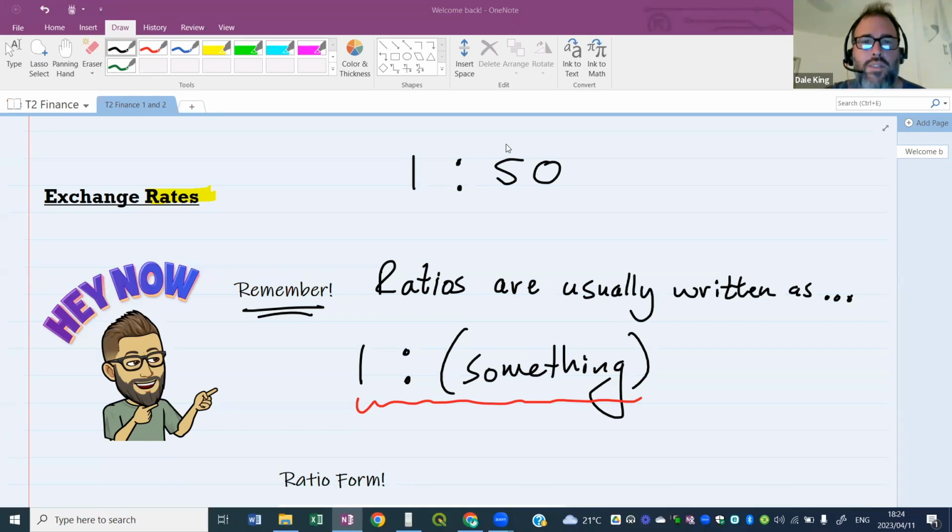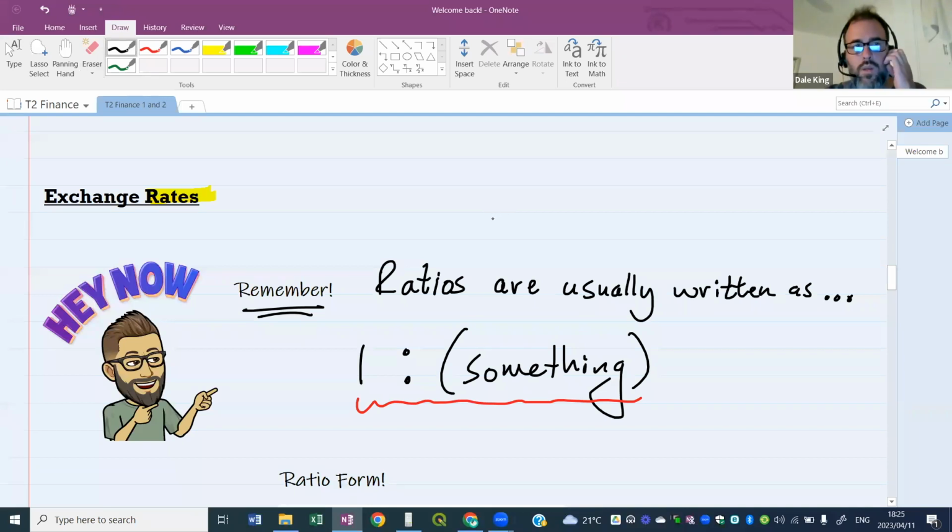Okay, so it was the maps. It was the map topic, where we wrote the ratio as 1 is to something. So it was 1 centimeter is to 50 centimeters or something like that. Okay. So that ratio had to be written in that special way. That 1 centimeter represents 50 centimeters. Okay. So exchange rates also need to be expressed in that way. It's easier to use them when they're expressed in that way.